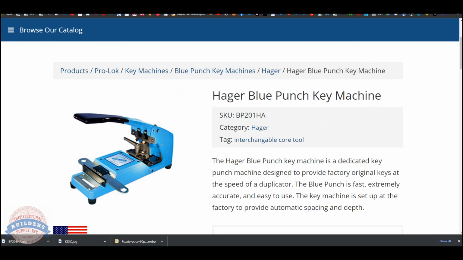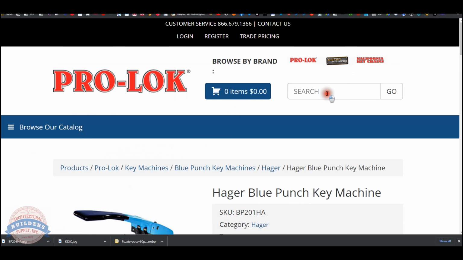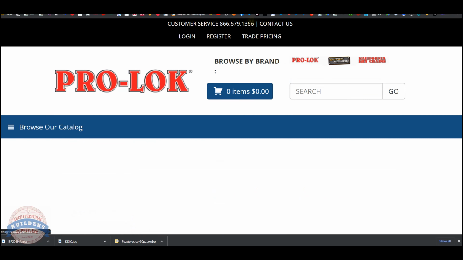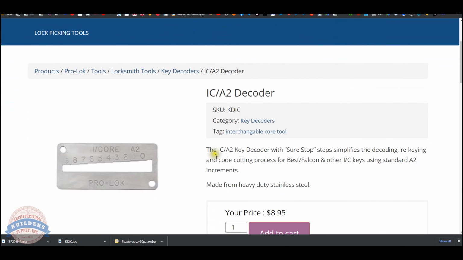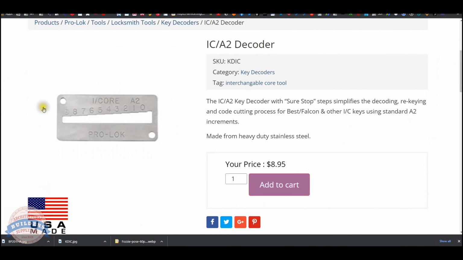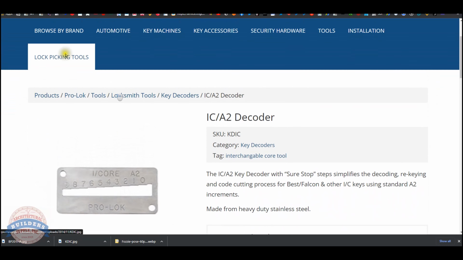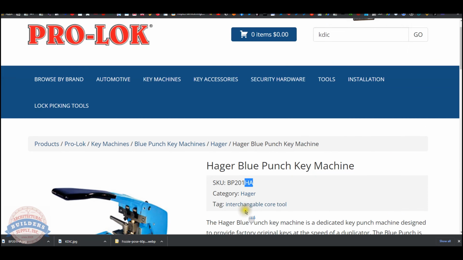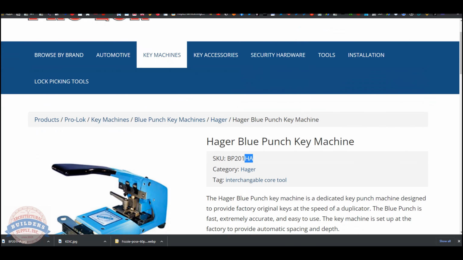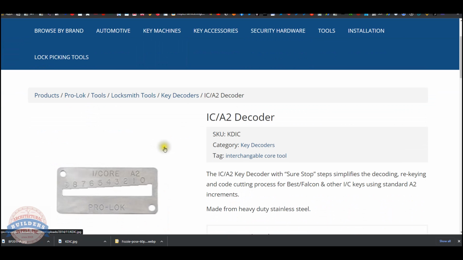So let's take a look. I know that their part number is KDIC, and I did call them yesterday, and it was interesting because they said, yes, effective today or the day before, they are now including this on the front of the BP201HA. And that's the important part, HA. It's a Hager version. So when I called them, they said, yeah, we're going to start including that. And you can buy them separately.